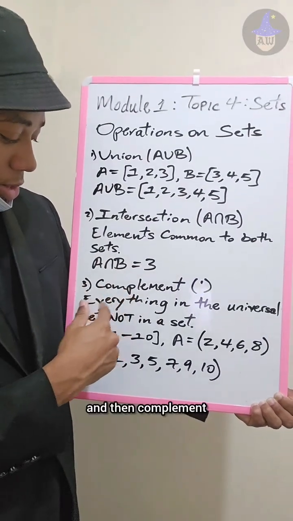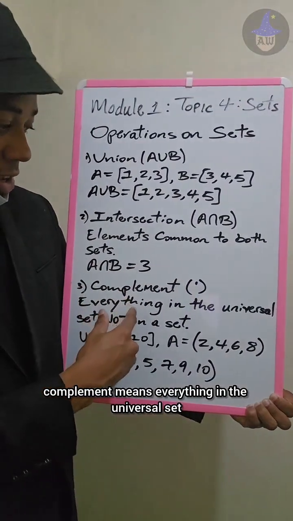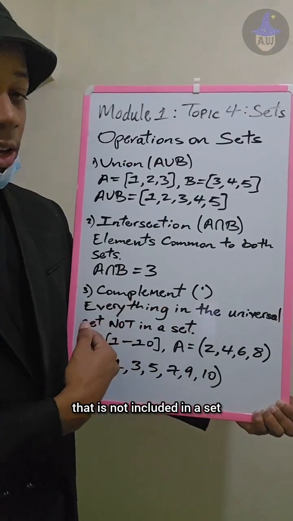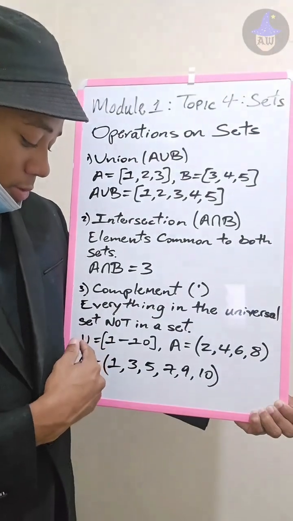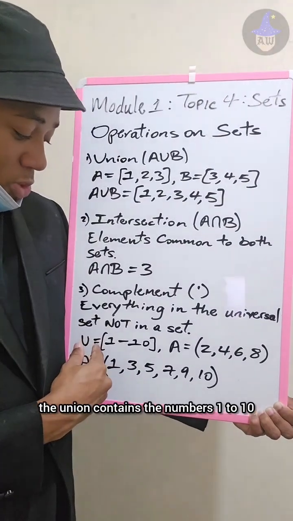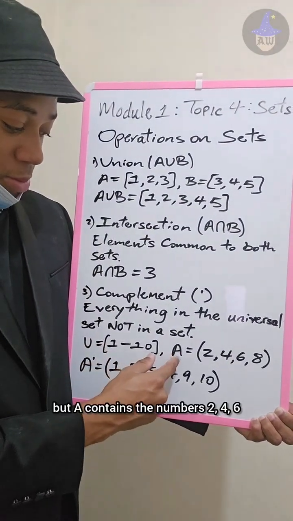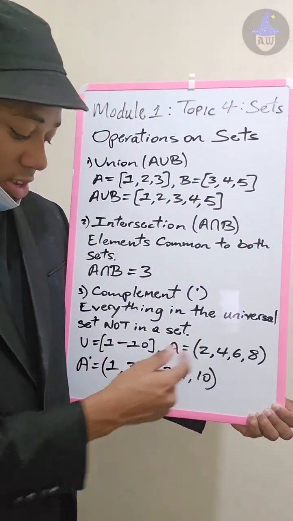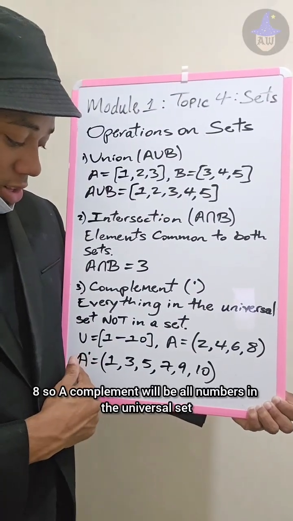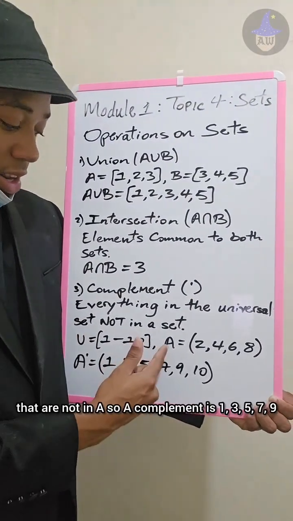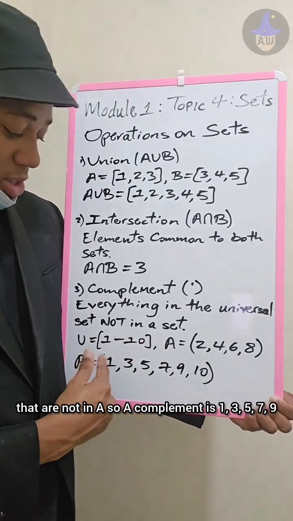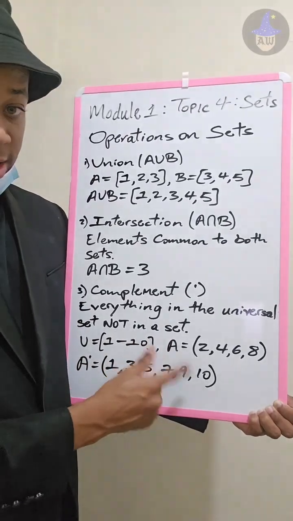And then complement. Complement means everything in the universal set that is not included in the set that you choose to complement. So for example, the universal set contains the numbers 1 to 10, but A contains the numbers 2, 4, 6, 8. So A complement will be all the numbers in the universal set that are not in A. So A complement is 1, 3, 5, 7, 9, 10.